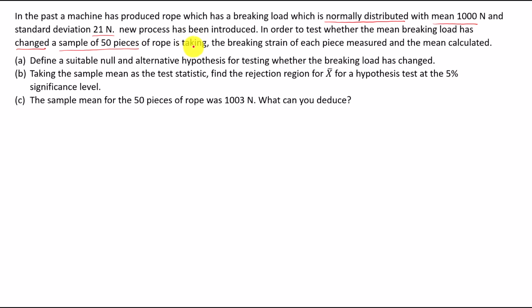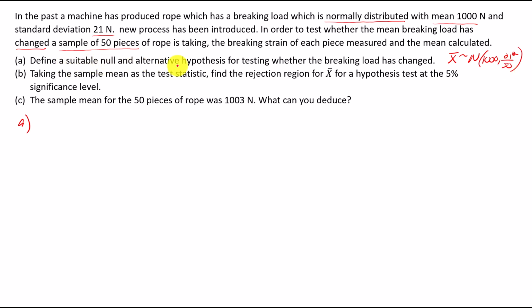Excuse the grammar, should be taken. The breaking strain of each piece measured and the mean calculated. Part A says define a suitable null and alternative hypothesis for testing whether the breaking load has changed. Now, I still think you should state the distribution of the means as our mean is 1000 and our standard deviation is 21. So I'm going to write 21 squared over 50 for my standard deviation there. But it does just ask for a null and alternative.